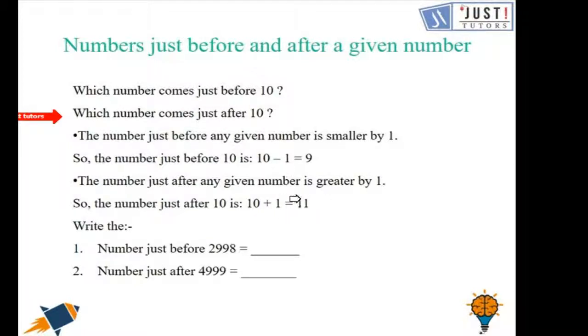So that means if you want to find out the number just before any number, we have to take away 1, and if you want to find out the number after that number, then we have to add 1 to that number. So there's some questions. Number just before 2998, well, we have to take away 1 from this, and we would get 2997. Similarly, to find out the number just after 4999, we have to add 1 to this number. This will make it as 5000.